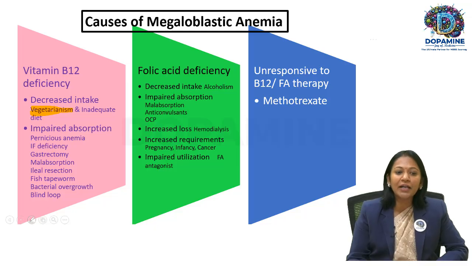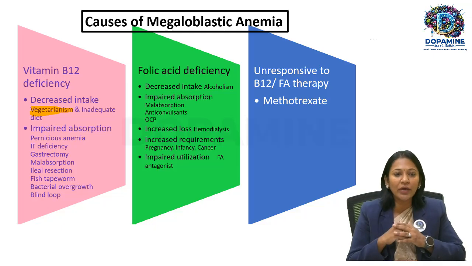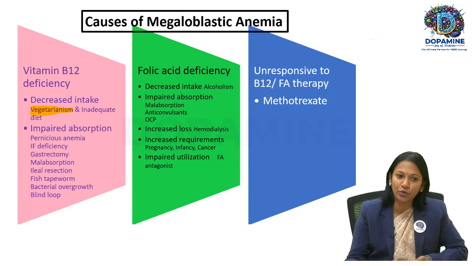Coming to impaired absorption. Impaired absorption is seen in pernicious anemia and autoimmune disease where intrinsic factor is not being adequately produced. Intrinsic factor deficiency, as it is produced in the stomach. So obviously in gastrectomy patients, intrinsic factor is not being produced. Malabsorption: ileal resection, because the ileum is the site where B12 is absorbed into the circulation.